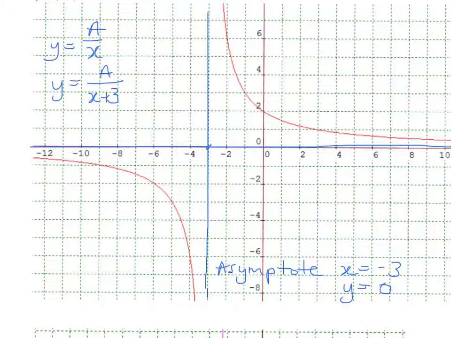To find a, how far have we moved? There's a point here, let's see how far to our asymptote, 0, 0. 3 times 2 is 6. So our equation is y equals 6 over x plus 3. And it's symmetrical about the asymptote.